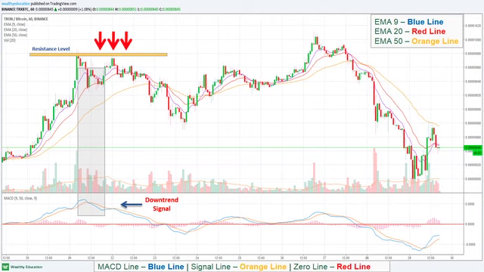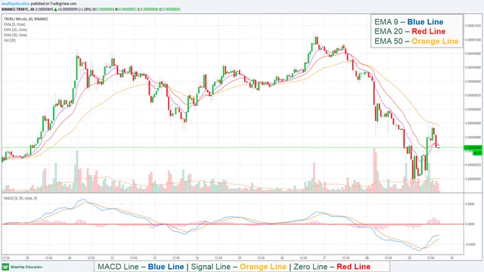The downtrend was confirmed when the EMA 9 crossed below the EMA 20. The trend reversed again when the MACD line crossed above the signal line, and the EMA 9 also crossed above the EMA 20, so we could confirm this was a valid uptrend.